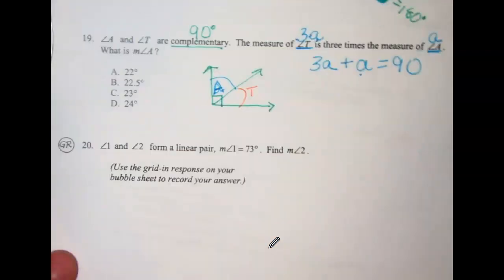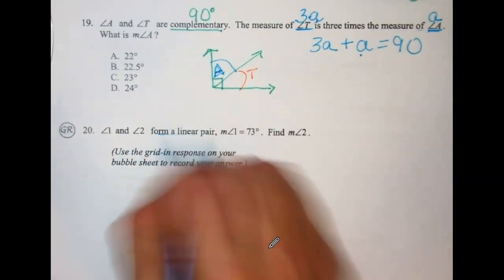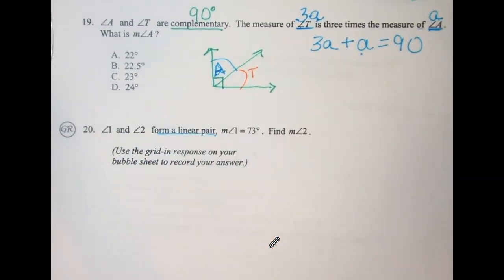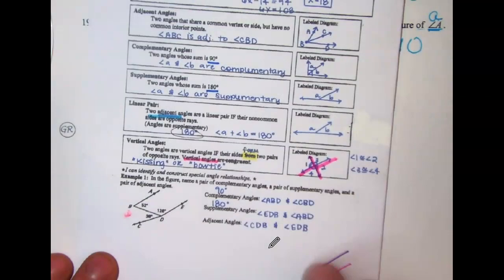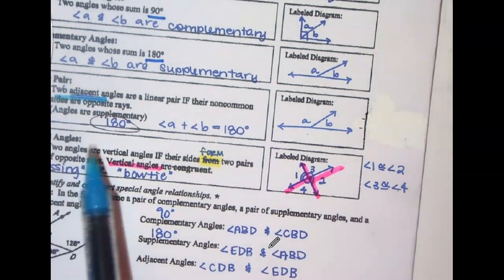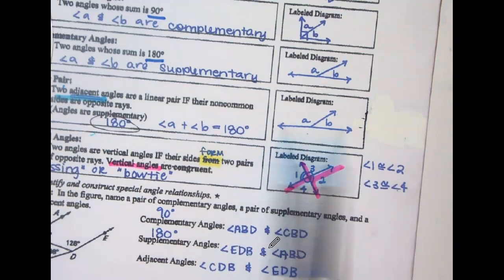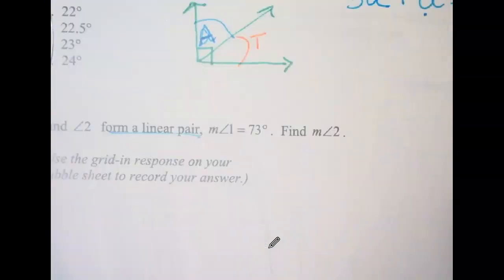All right, let's go to 20, our last one. Sorry about that. So it says angle 1 and 2 form a linear pair. And this is where our note sheet comes in really handy. So if you look at linear pair, I'm going to draw this diagram. We know they're 180. That's very important. And it's going to look like a straight line cut by something. So I'm just going to draw that to help me.